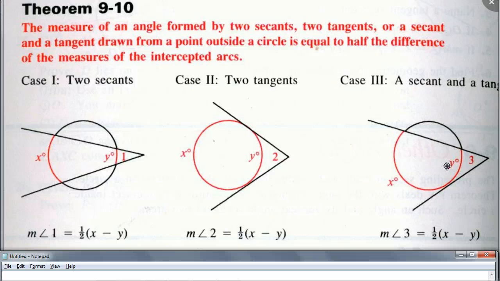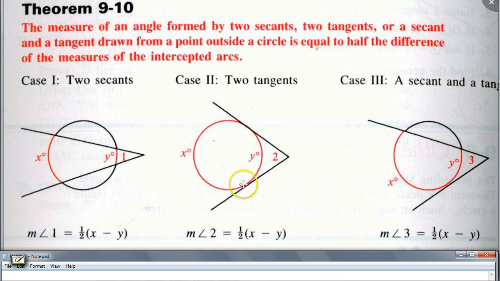Okay? So for example, look at the case 1 here. Look at case 1. Let's say the measurement of x is 60 degrees, y is 20 degrees. What would the measurement of angle A be? If this is 60, if this is 20? Yeah, 60 minus 20, which is 40, but you have to divide that by 2. So you get 20. Does that make sense? That's what he's saying.